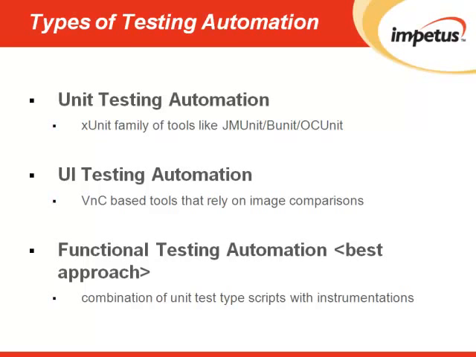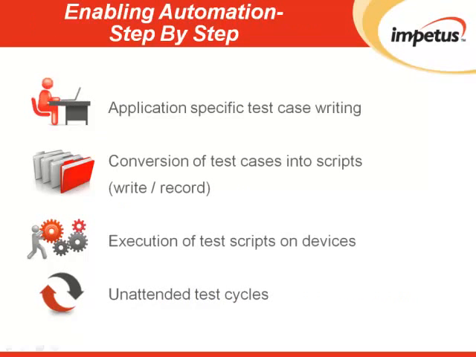Let's now move on to how we can enable automation in a step-by-step process. It starts with writing application-specific test cases. The next step is conversion of these test cases into test scripts. This process is traditionally done manually, but a good automation system should allow for auto-generation of test scripts based on the test cases. These test cases should be written in a certain fashion on an Excel sheet, in a manner that even a black box tester can write or use it for unit test automation.